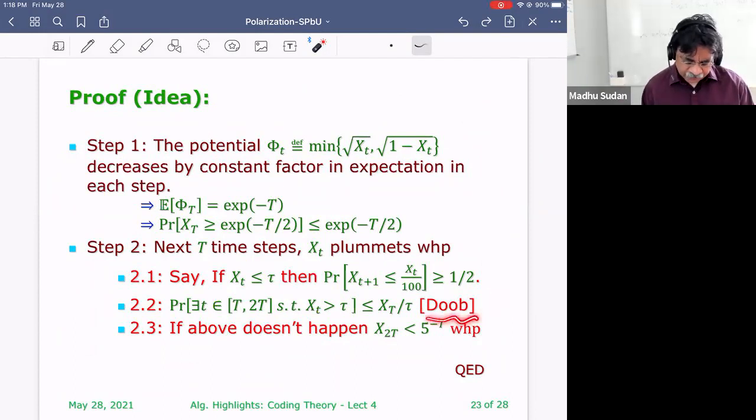The most sophisticated thing that we use is something called Doob's inequality for martingales, but that's really like Markov's inequality for martingales, just done right. Okay, so all right.